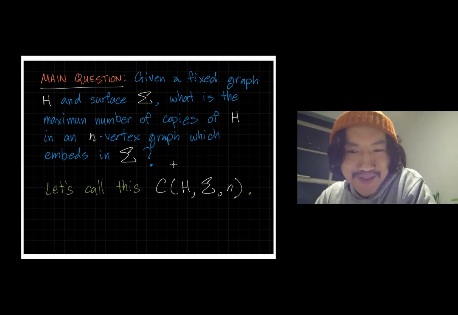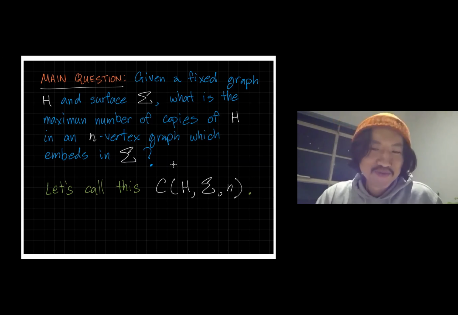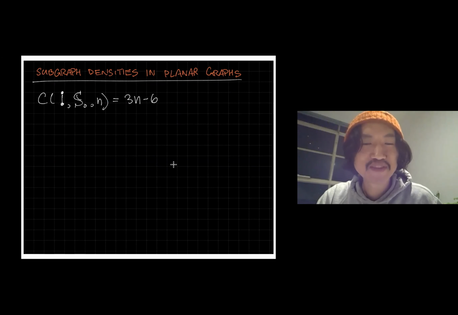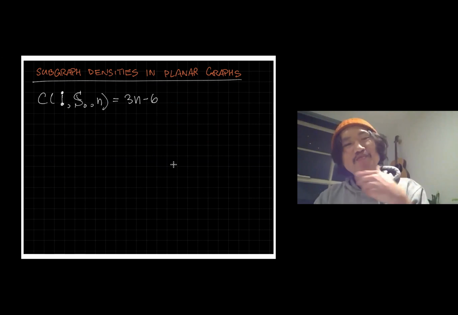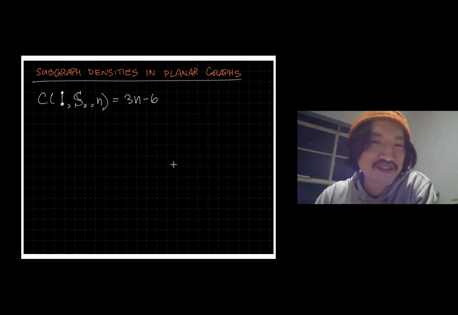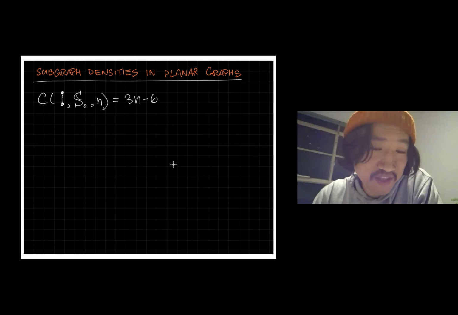Okay. So we weren't the first people to think about such problems. There are results in this vein, mostly for the plane, so when Sigma is the sphere. Let me just briefly review those. So this is subgraph densities in planar graphs. Probably everyone knows that a planar graph on n vertices has at most 3n minus 6 edges. Here S_0 is the sphere.